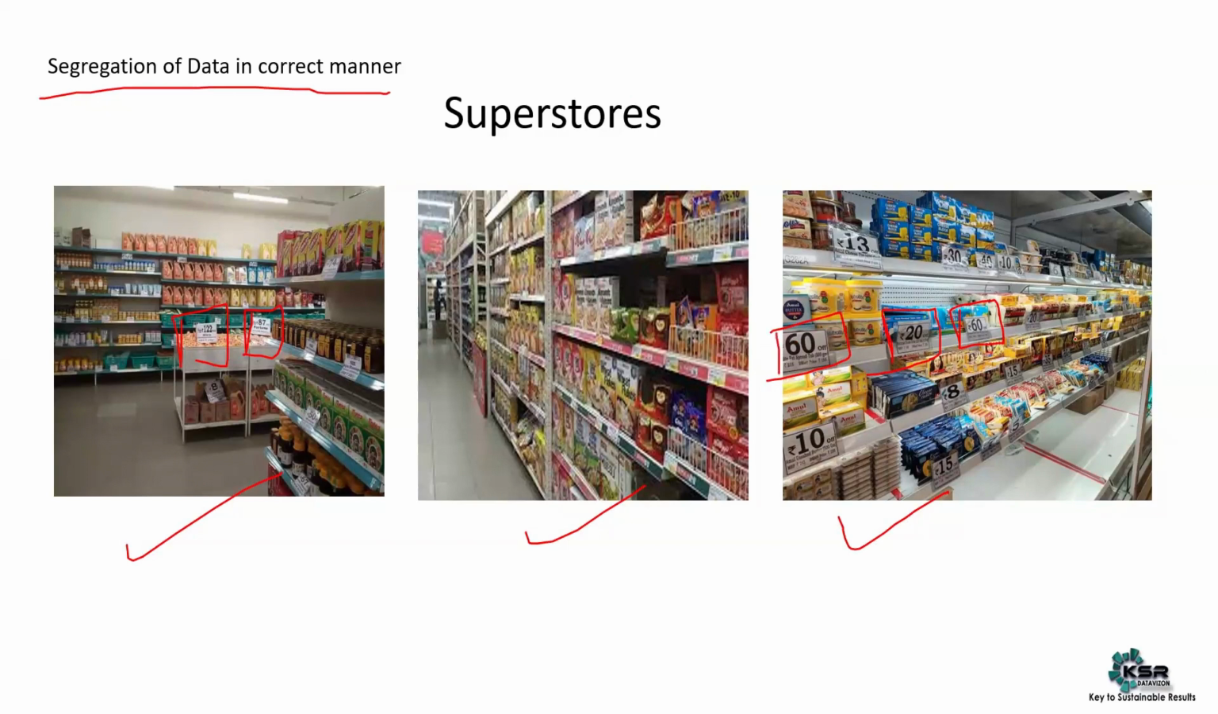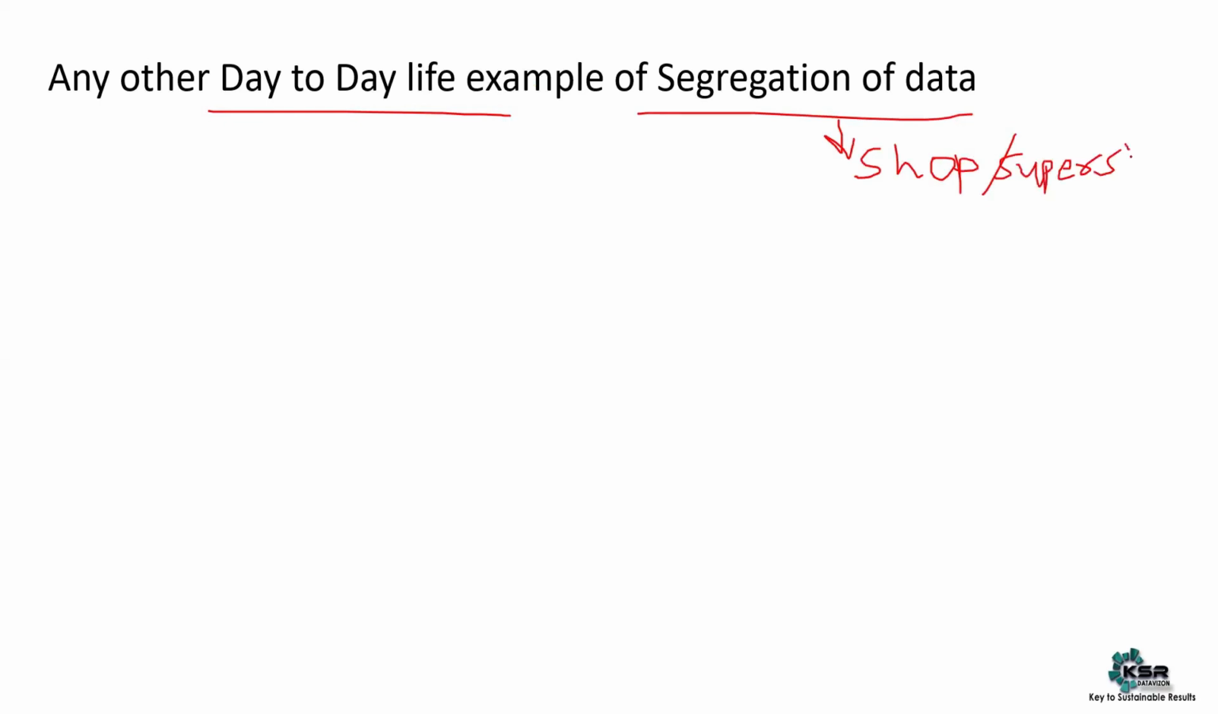Now, prices, offers, many things will come into the picture, but the first thing is how the data is organized, how the data is segregated. Superstores are one of the best examples. Now, along with superstores, there is one more example which we can consider in day-to-day life. If anyone can guess, which is one of the day-to-day life examples where the segregation of data is there? Now I'll give you a hint. It is somewhere related to a shop only, or maybe you can call it a superstore as well. But not a specific superstore.